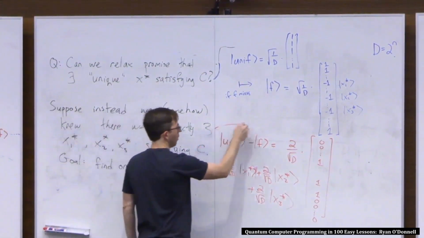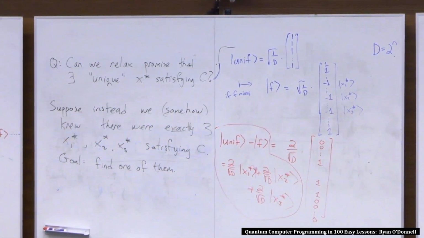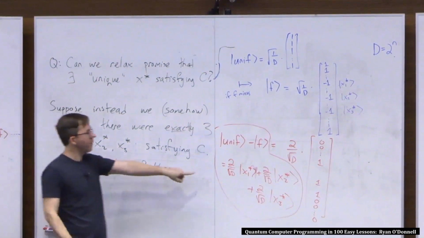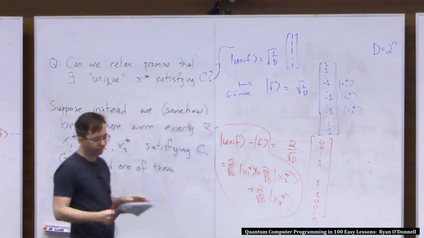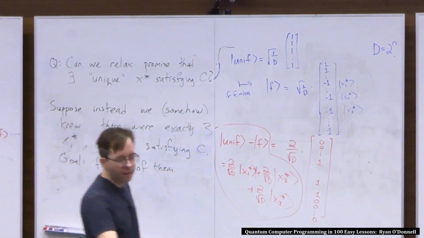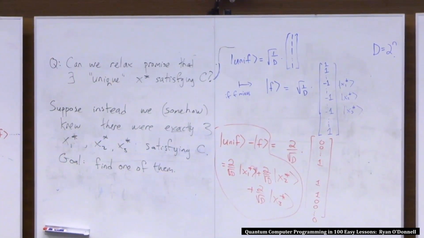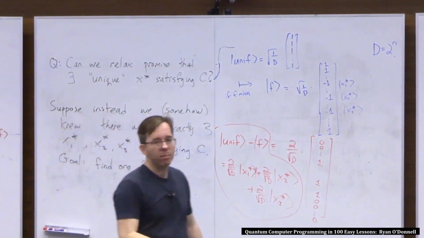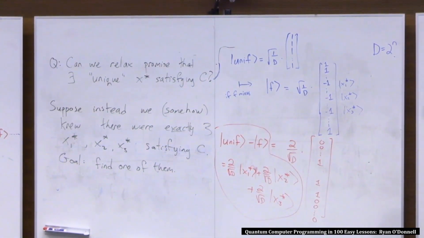Okay, so this is what we can think of. This is kind of a cool vector. It's the vector that has equal amplitude on the 3 satisfying strings. So let's actually define the natural, and that's this blue vector here, the natural unit length vector, the state vector, that has the same property. It has equal amplitude on all 3 satisfying strings.